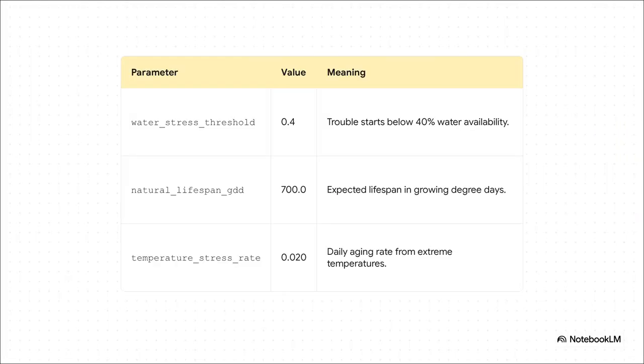And finally, the third piece of the puzzle, the rules. These are basically the dials and settings a scientist gets to play with. For instance, the code can say that water stress really kicks in when availability drops below 40%, or it can set a very specific rate for how much extreme heat speeds up aging. It's these parameters that make the simulation so powerful and so realistic.